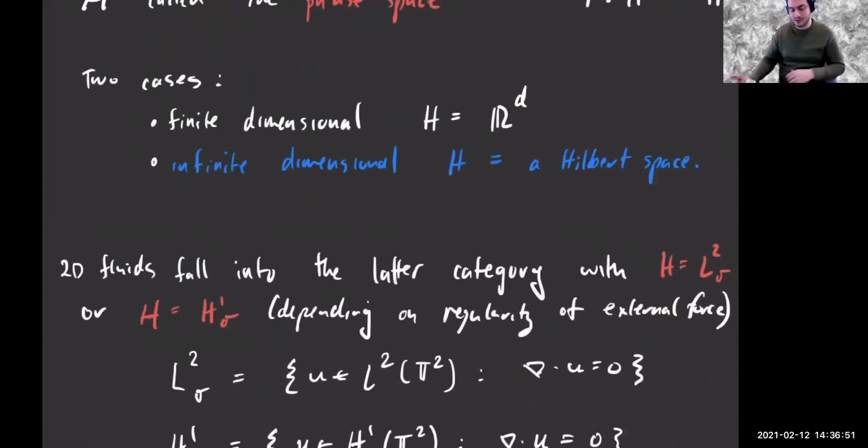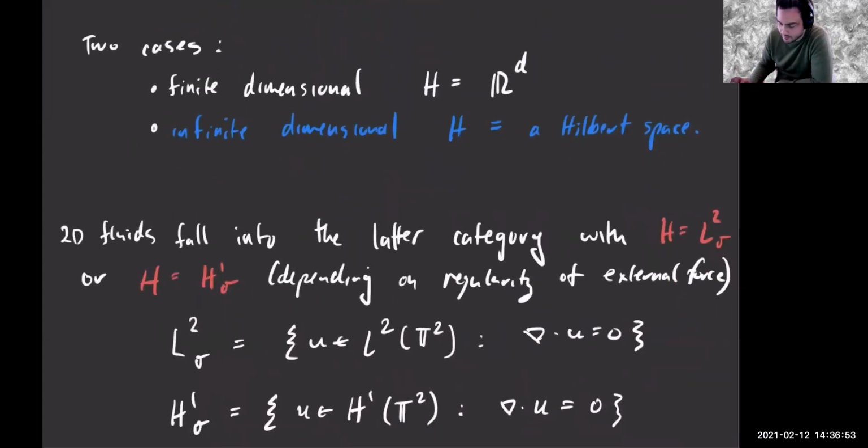Okay, so 2-dimensional fluids. So by the way, everything I'm going to say today is restricted to 2 dimensions. And 2-dimensional fluids actually fall into this category where H is either the space of L2 divergence-free vector fields, or it's the space of H1 divergence-free vector fields. And which one the equation forms the dynamics on depends on the regularity of the external force. Okay, so this is just a formal definition.